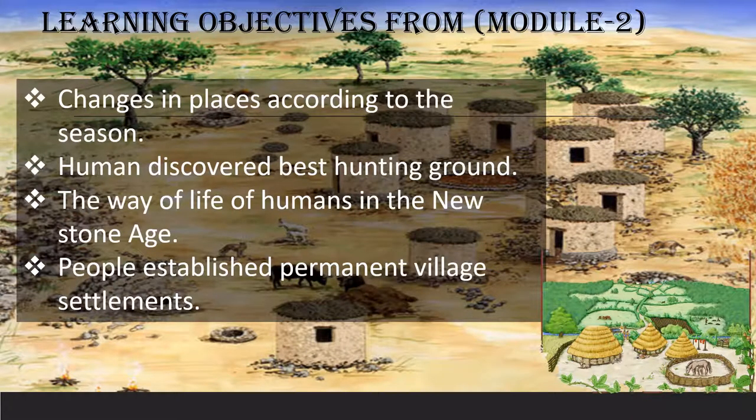Learning objectives from Module 2. So student, in this module, we are going to learn all these points, such as changes in places according to the season, humans discovered the best hunting ground, the way of life of humans in the New Stone Age, and how people established permanent village settlements.